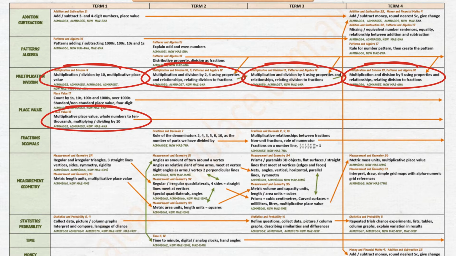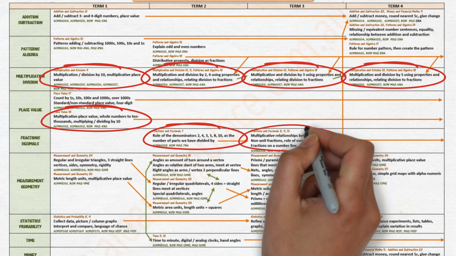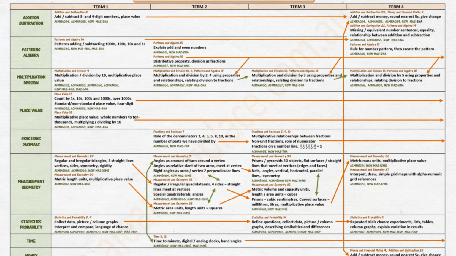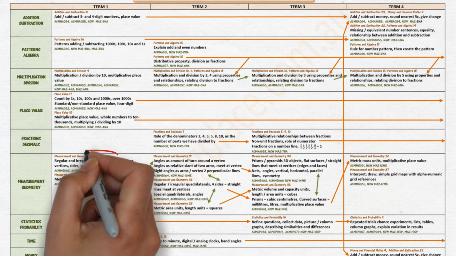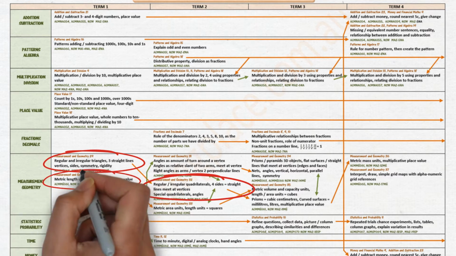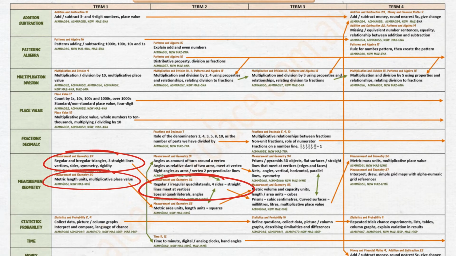The focus of fractions is investigating the role of the denominator, multiplicative relationships between fractions on a fraction wall, non-unit fractions, and the role of the numerator. In measurement and geometry, children investigate the vertices and sides on regular and irregular triangles and quadrilaterals. They investigate measuring one dimension as length using metric length units describing their relationship to multiplicative place value.